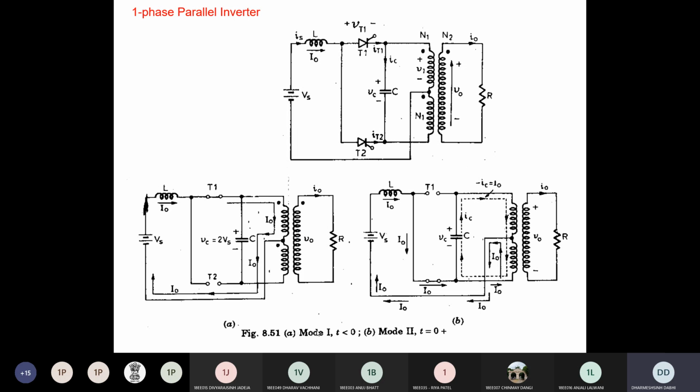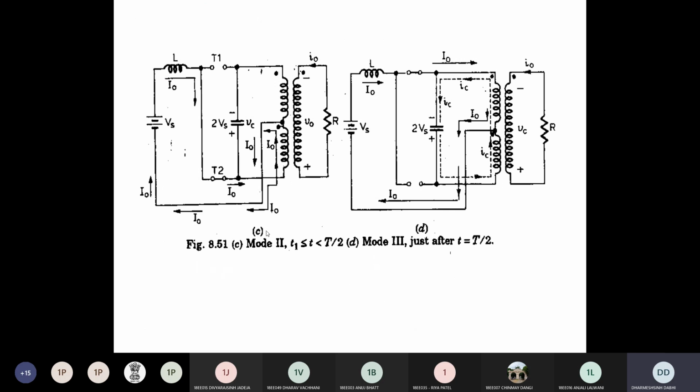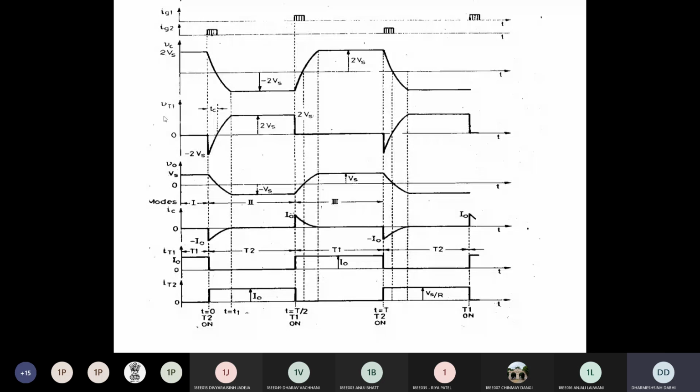Like here we see the first mode. At this instant we know that T1 is on. So what will happen here, you can see in the circuit diagram as well as you can observe in the waveform. Clear? Without observing the waveform you cannot understand what will happen in the equivalent circuit. So first of all, try to understand the first mode. What will happen in mode 1 when T1 is on. If you understand this, then switch to mode number 2.